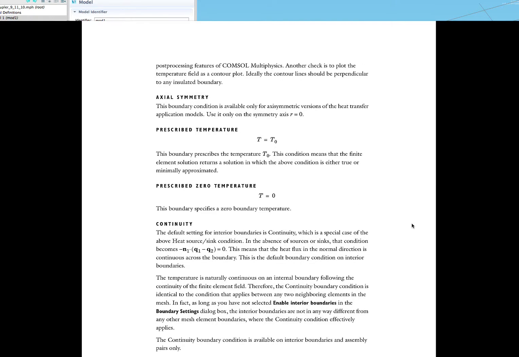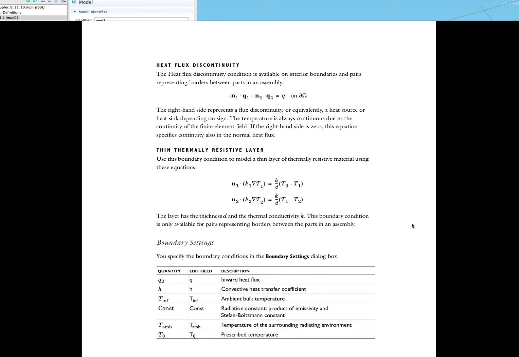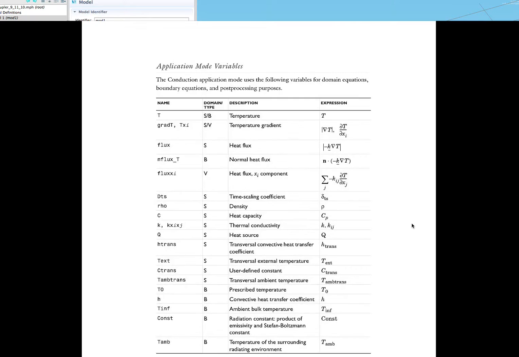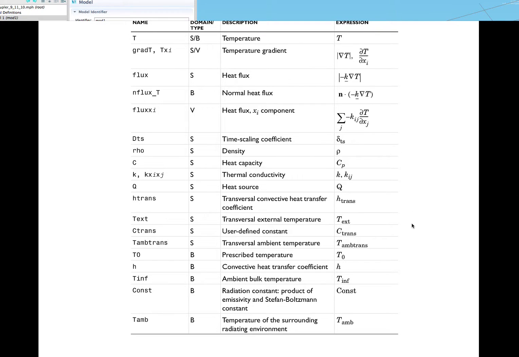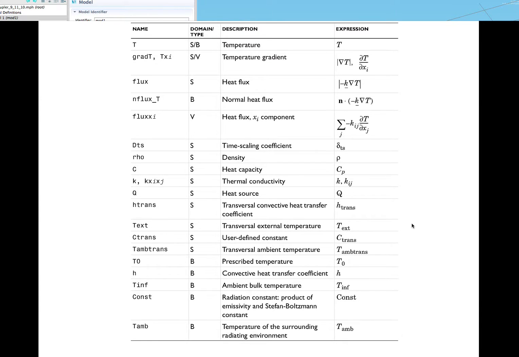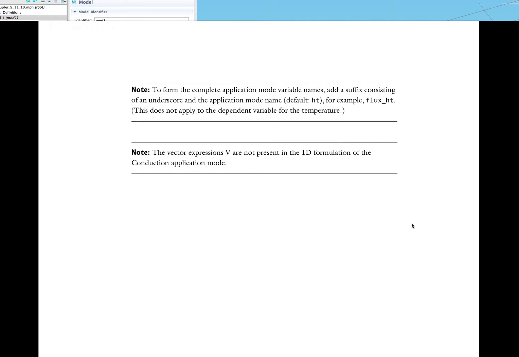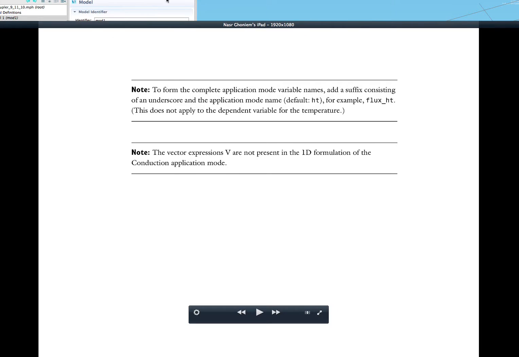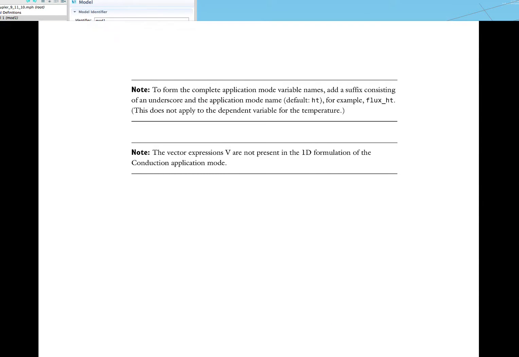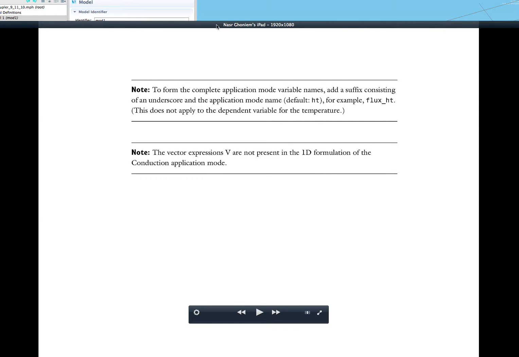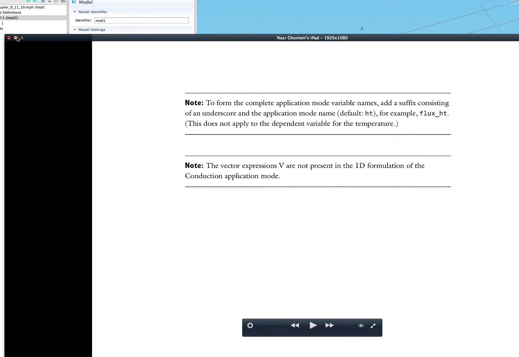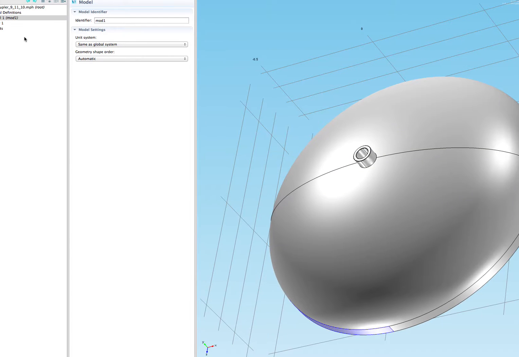I think the rest of it is pretty obvious here, and you can read the remainder here. There's plenty of material for you to just read in the notes. So now what I will do is I'll show you a practical example of this situation using actually COMSOL.